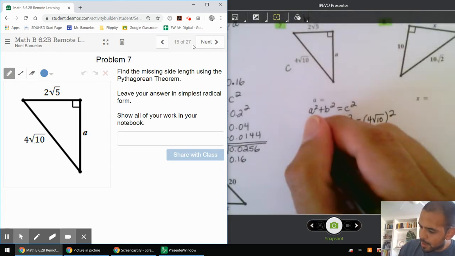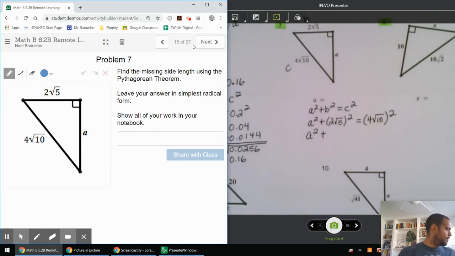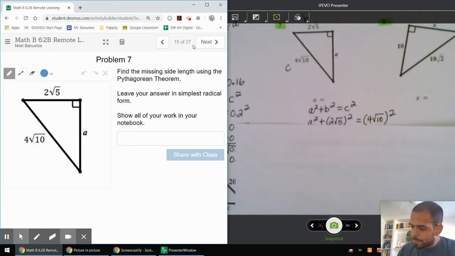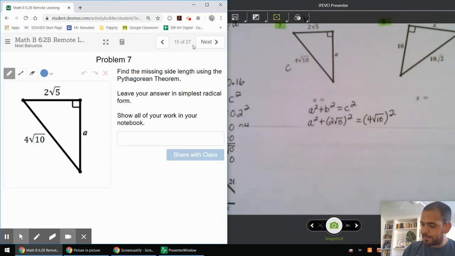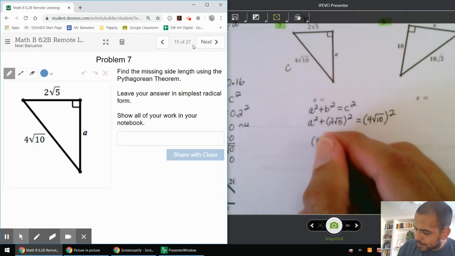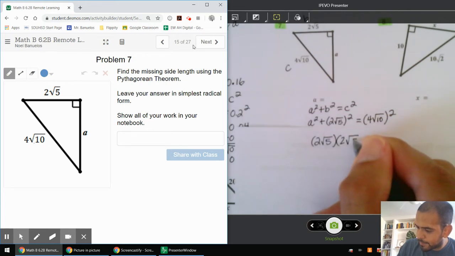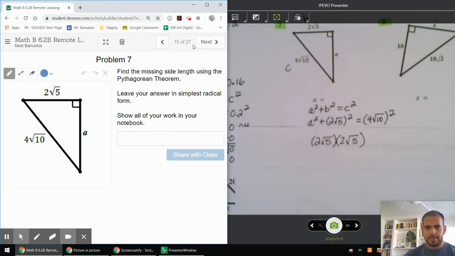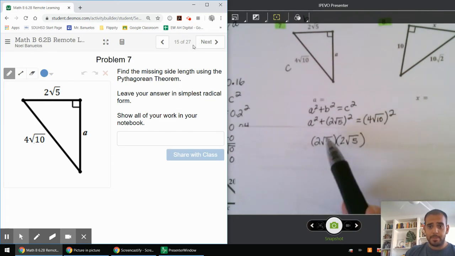here we go. A squared plus, now this right here, it's not too bad. I'll show you how to multiply this out. So this right here means that I'm multiplying this by itself. So I'm multiplying 2 square root of 5 times 2 square root of 5. Okay, you see that? 2 square root of 5 squared means you're multiplying what's inside the parentheses twice by itself.